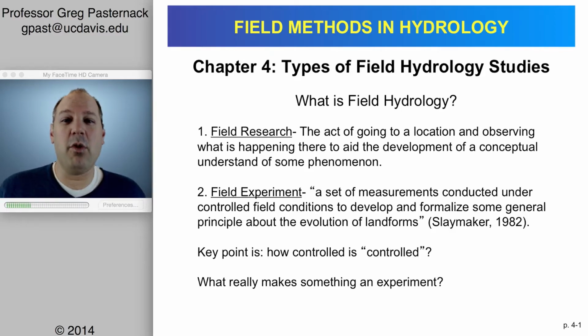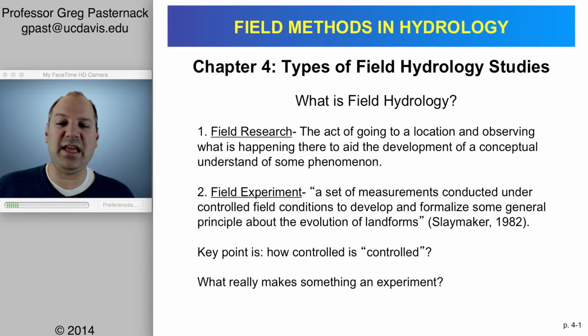There also can be more strict field experiments, and I'll use the definition here from a geomorphic context by Olav Slaymaker from 1982, who wrote that a field experiment is a set of measurements conducted under controlled field conditions to develop and formalize some general principle about the evolution of landforms. So for us, we're not so interested in landforms per se, as much as water flux, but still, both these definitions I've provided here for field research and field experiment share some commonalities in that they emphasize the importance of having a conceptual understanding before you go out and then using field data to test that.